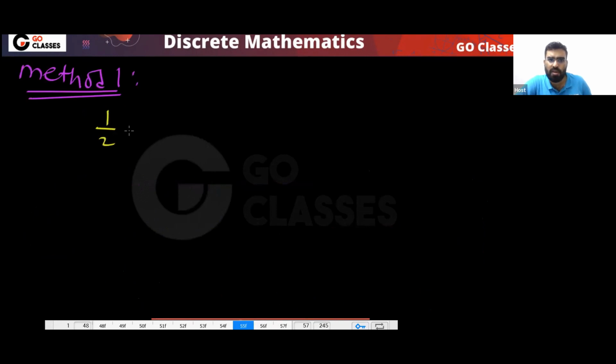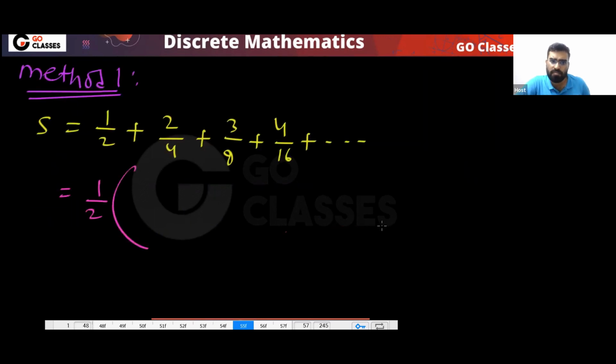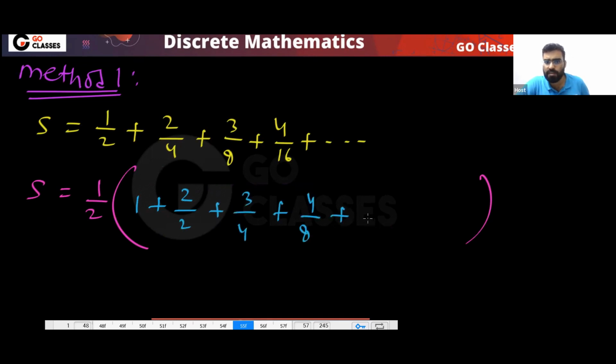This is your series: 1 by 2 plus 2 by 4 plus 3 by 8 plus 4 by 16. Then what do you do? Just take 1 by 2 out. Can I take 1 by 2 out? Then what will I get? I will get 1 plus 2 by 4, then 3 by 4 plus 4 by 8, because I am taking 1 by 2 out.